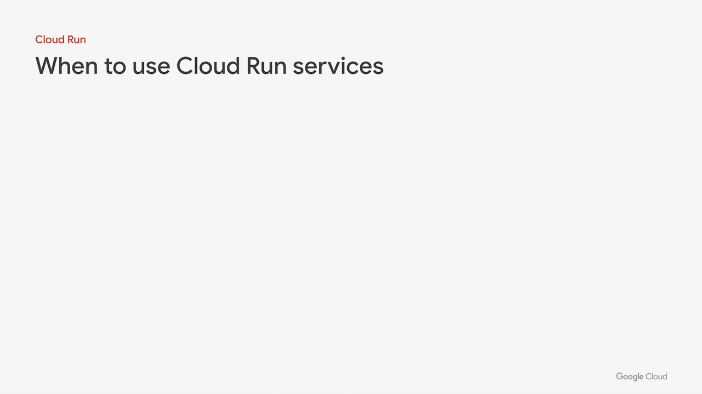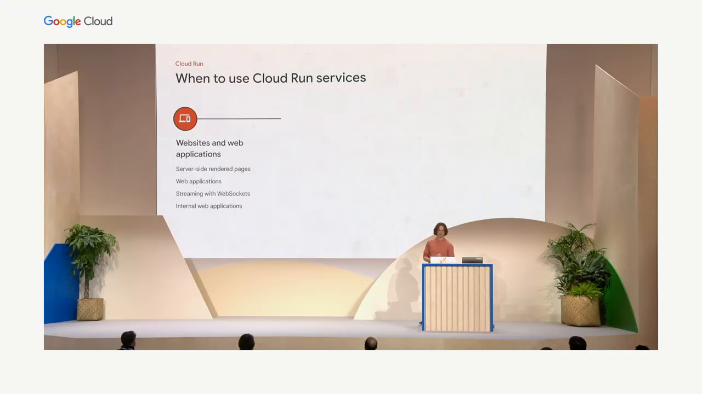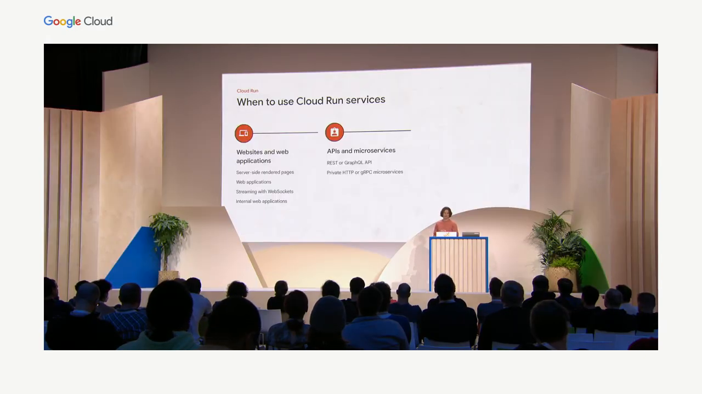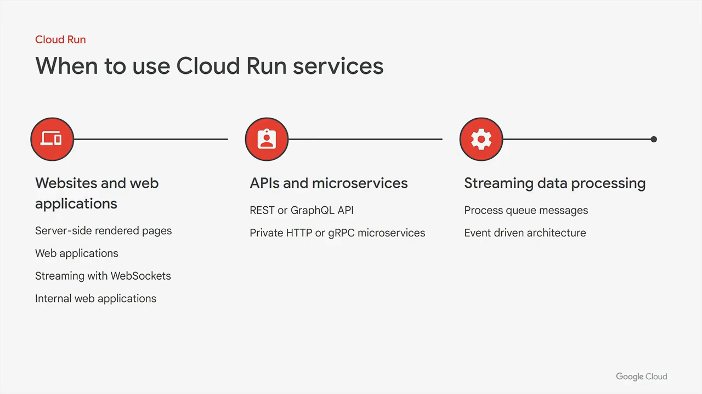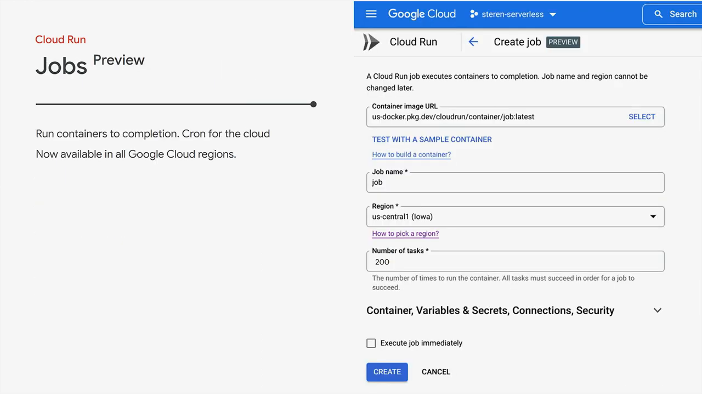Now, when do you use Cloud Run services? For websites and web applications, use your favorite stack to build your application using any programming language, access your SQL database, render dynamic HTML pages. You can also use streaming with WebSockets. It's all included. Second is APIs and microservices. So you can build a REST API, a GraphQL API, or private microservices that communicate over HTTP or gRPC. And streaming data processing is a very strong use case. Cloud Run services can receive messages from PubSub and events from EventArc.